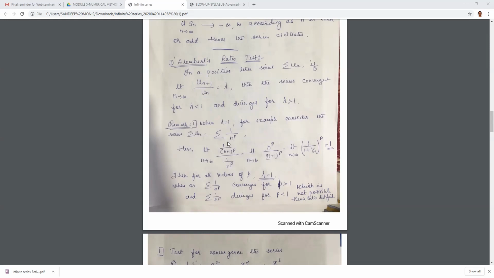What is un? un is 1 by n to the power p. So write it down in the formula. Limit n tending to infinity, un is 1 by n to the power p. What do you mean by un plus 1? This is un, so what will be the n plus 1th term? Just replace n by n plus 1: 1 by n plus 1 to the power p. So this goes to n to the power p divided by n plus 1 whole to the power p.